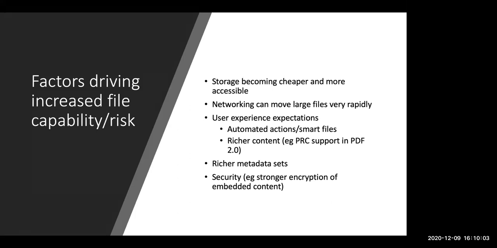One example is that the new PDF 2.0 standard brought in support for something called PRC, which is a full-blown 3D modeling language. That's a huge amount of rich content that can suddenly appear inside PDF documents, which, whilst it has huge value, can also represent more risk. And those translate into much richer metadata sets that go around with files. They both have great upside, but also a lot of potential risk for organizations when it comes to standards like GDPR.